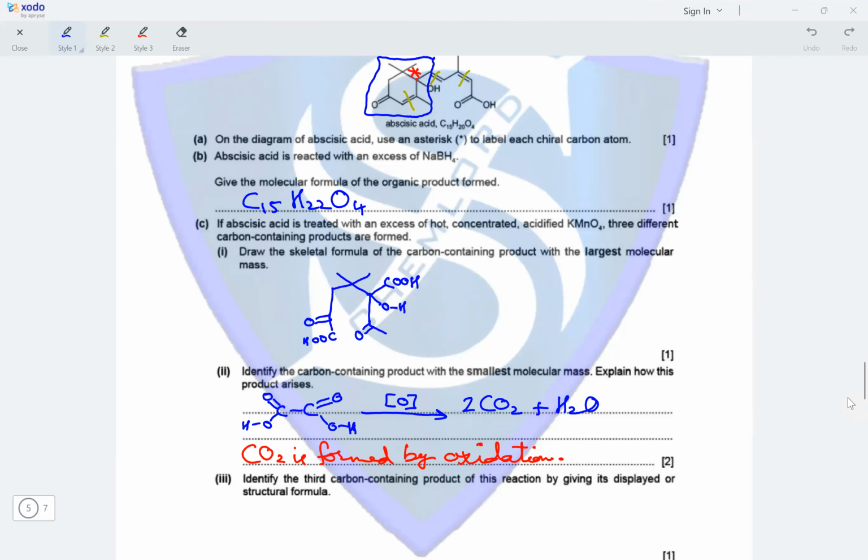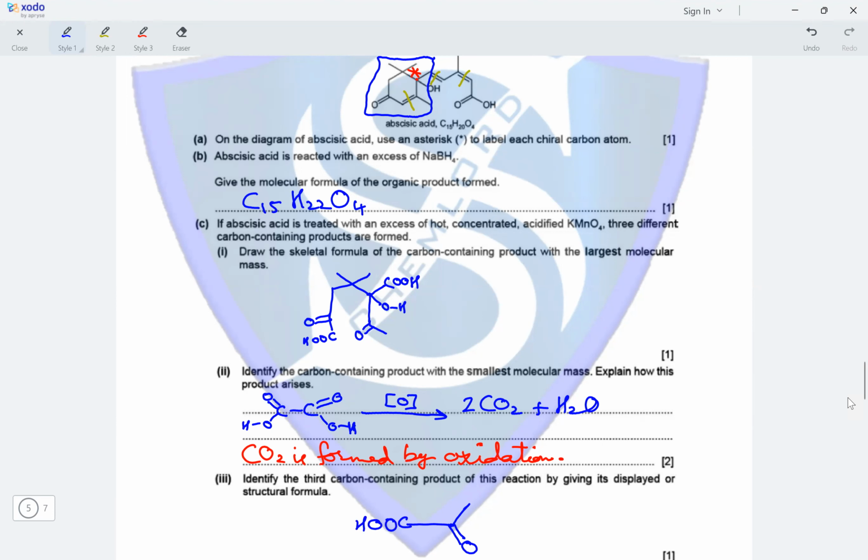Identify the third carbon-containing product of this reaction by giving its displayed or structural formula. So that would be the part of the molecule between the two double bonds on the top right. So we end up with two carbon atoms. So we've got a carbon atom bonded to a CH3 group, and this carbon atom converting into a ketone, and the one on the left is the carbon atom that will be converted into a COOH group.